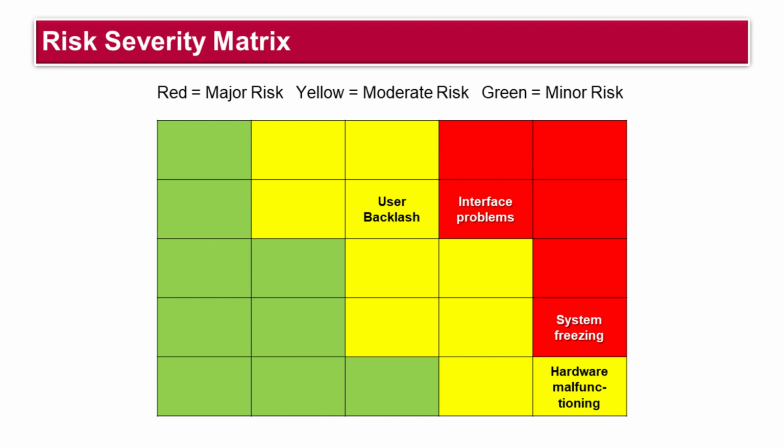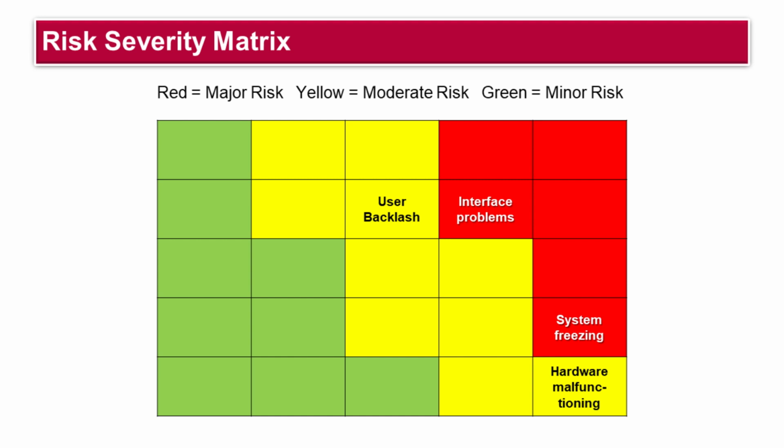Since the impact is generally considered more important than likelihood, a 10% chance of losing $1 million is usually considered a more severe risk than a 90% chance of losing $1,000. The red zone, major risk, extends farther down the high impact column.